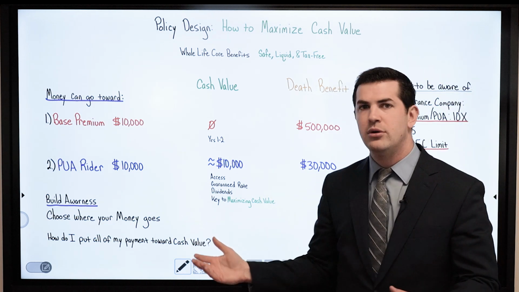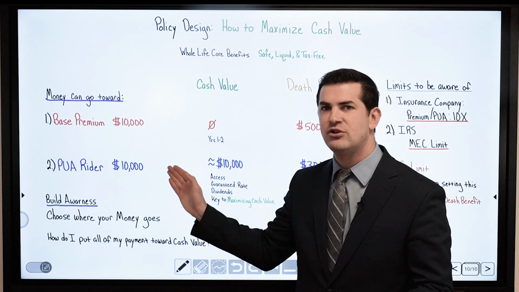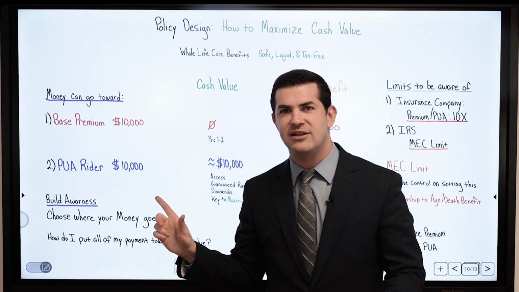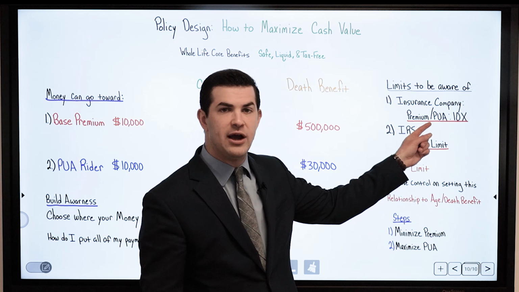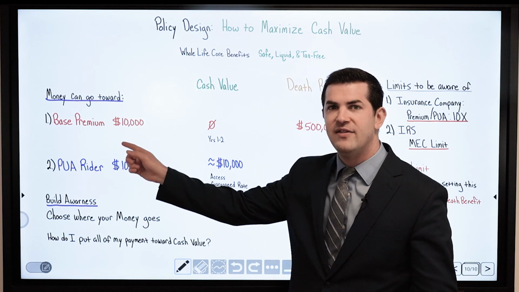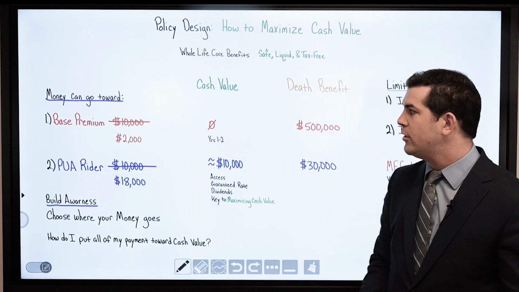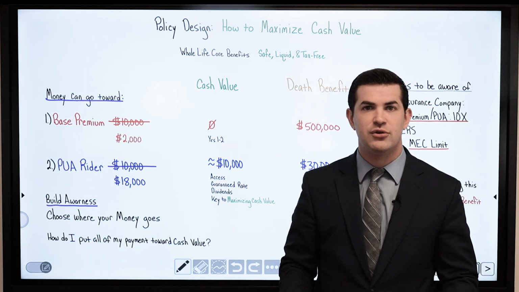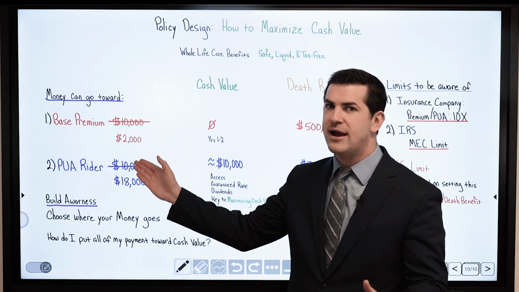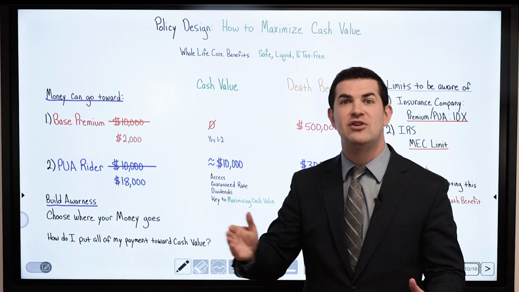So if this is you and you're paying in $20,000 per year, what would you want to adjust on this policy in order to minimize your expenses and maximize the cash value? The insurance company allows you to do what? Wherever you set that minimum premium, they will allow you to 10x that as far as a total payment per year. So what we want to do is as follows. Redesign or adjust the policy to reflect a $2,000 minimum premium, an $18,000 PUA payment, which is optional.